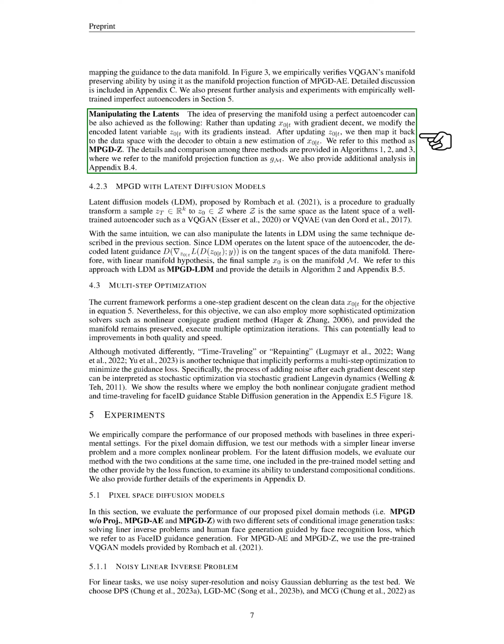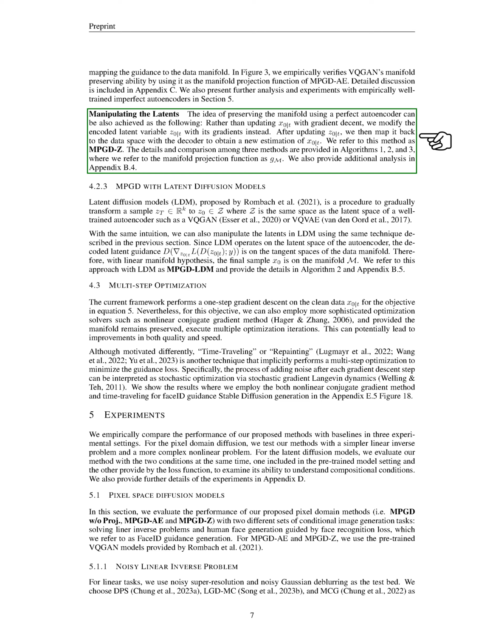Section. Manipulating the latents. Let's delve into the concept of manipulating the latents. We can maintain the structure of the manifold using a flawless autoencoder in a slightly different way. Instead of adjusting the initial data point, denoted as x_0|t, using gradient descent, we tweak the encoded latent variable, z_0|t, based on its gradients. After this adjustment, we use the decoder to map it back to the data space, giving us a new estimate of x_0|t. We call this method MPGD-Z.